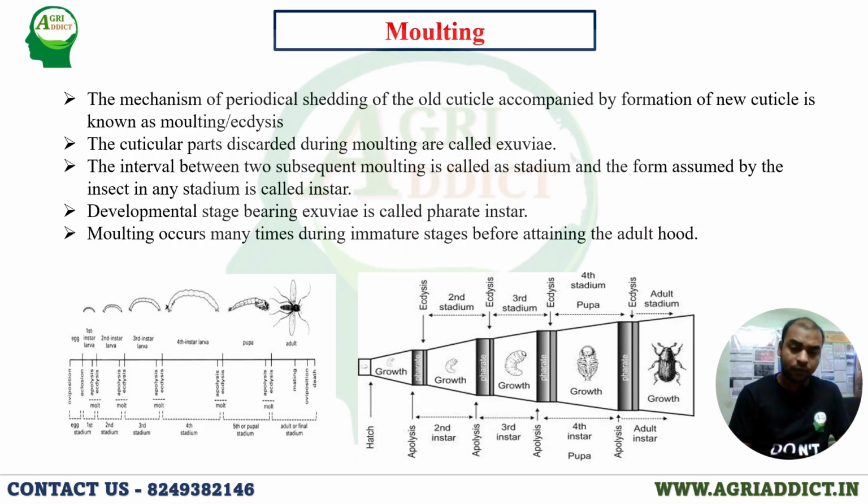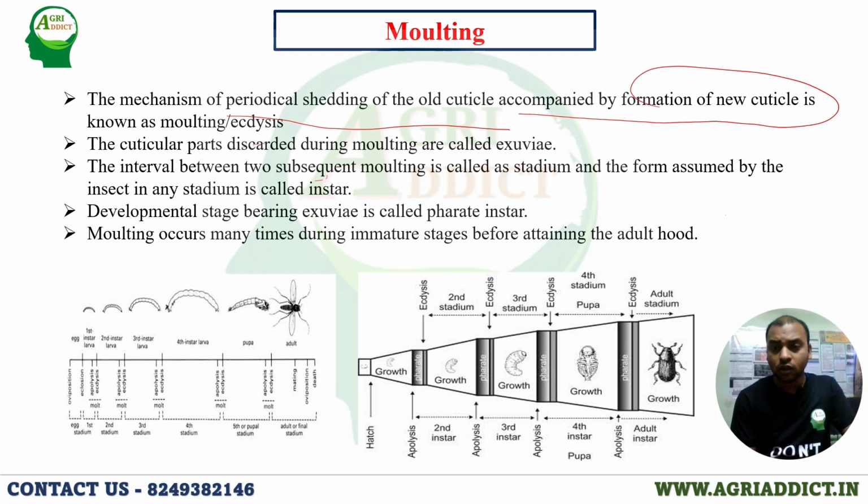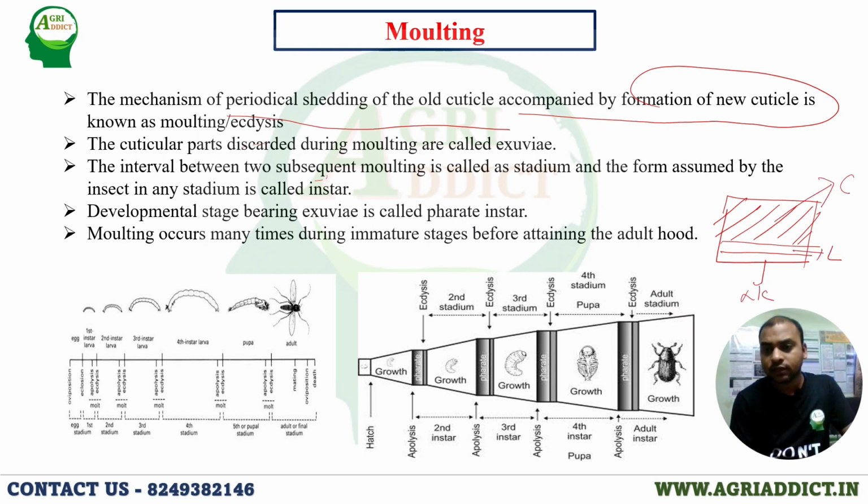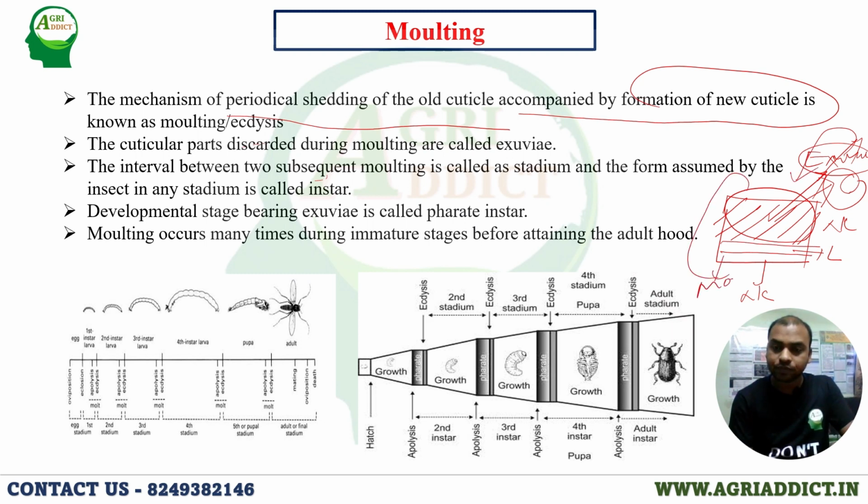Here I have depicted the periodical shedding of the old cuticle accompanied by the formation of a new cuticle. As I told you in the previous class, this is the basement membrane, this is the epidermis, and this is the cuticle. The epidermis is the living cell, and the cuticle is the non-living part. When this non-living cuticle is removed, it is called the exuviae. To replace it, another new cuticle is formed, and the whole process is called molting.